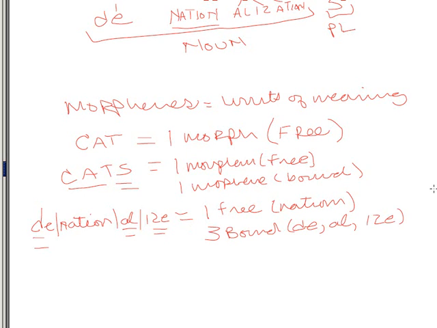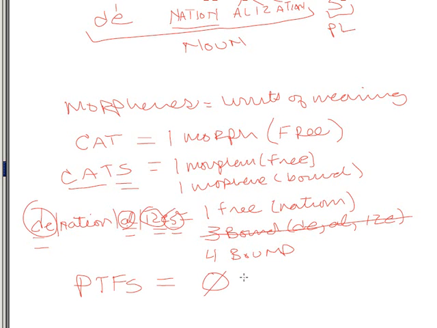And if we added an S to that, denationalizes, for example, for third person singular, that would be an inflected suffix, and that would be another morpheme. So we can throw that on there. Let me add an S right here. And so that would change that not to 3 bound, but instead to 4 bound. 3 happen to be derivational affixes, like de- is derivational, -al is derivational, -ize is derivational, and 1 is inflected out of the 4 bound. Now if I write a nonsense word up here, like PTFS, how many morphemes do I have? I have no morphs, because it doesn't mean anything.